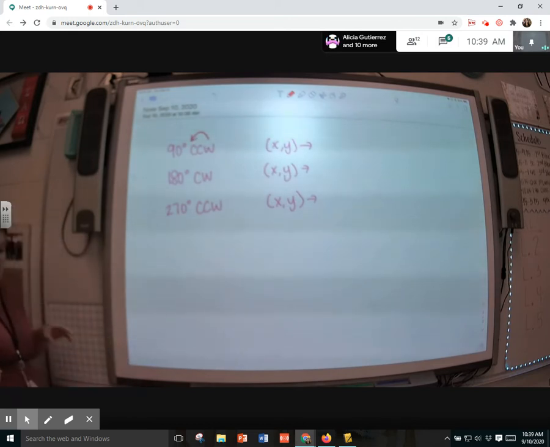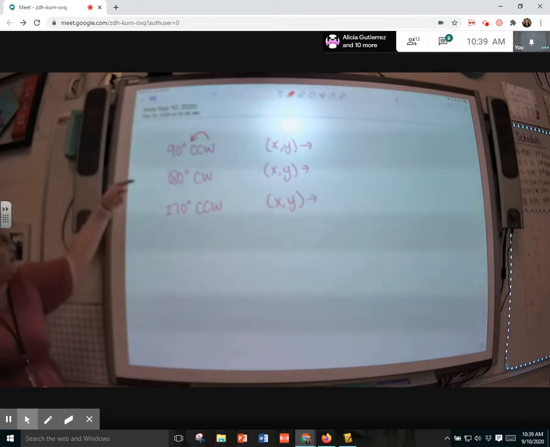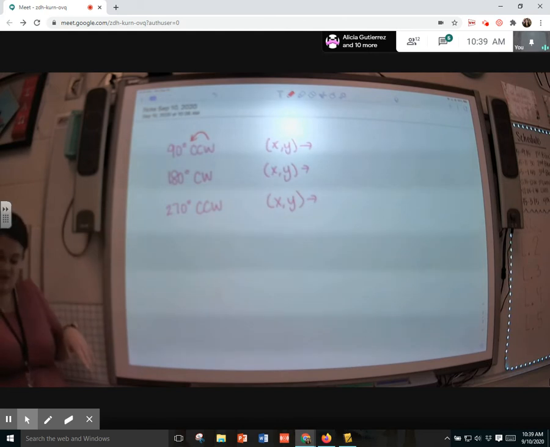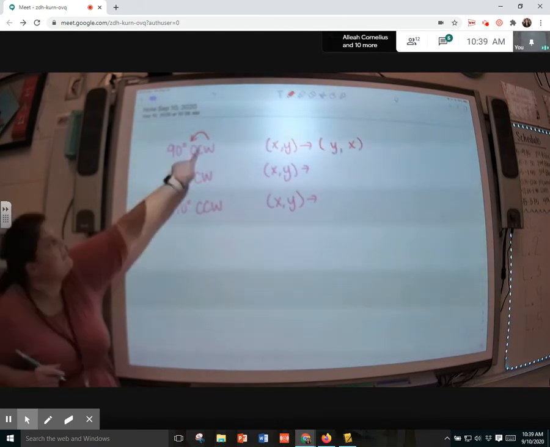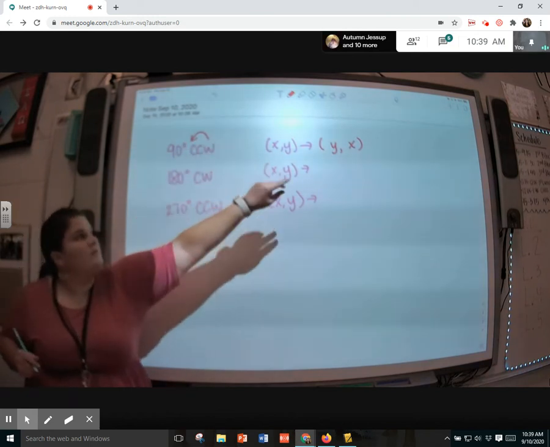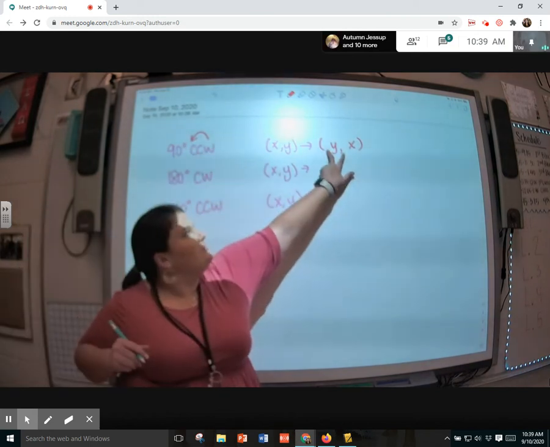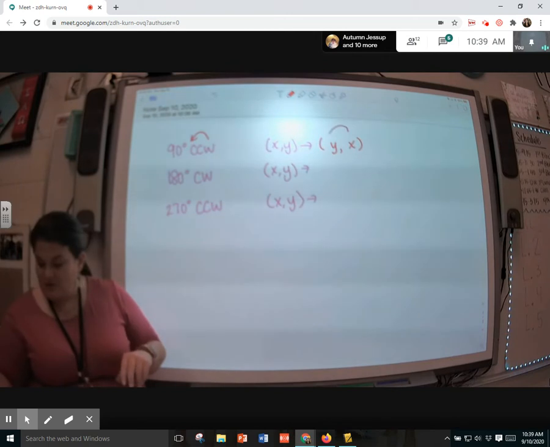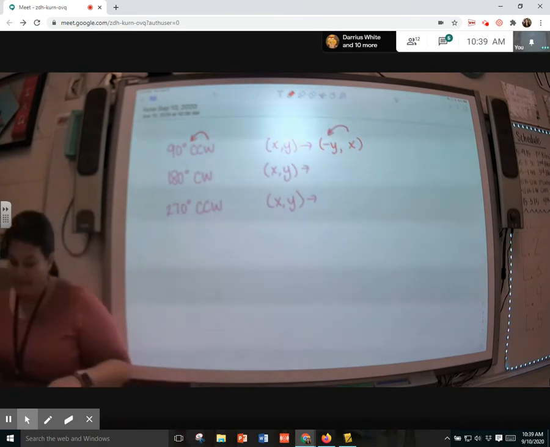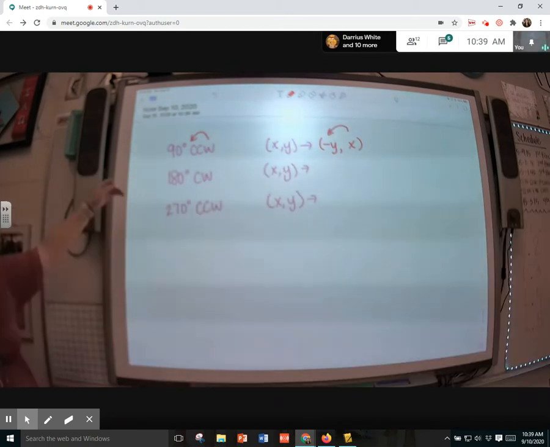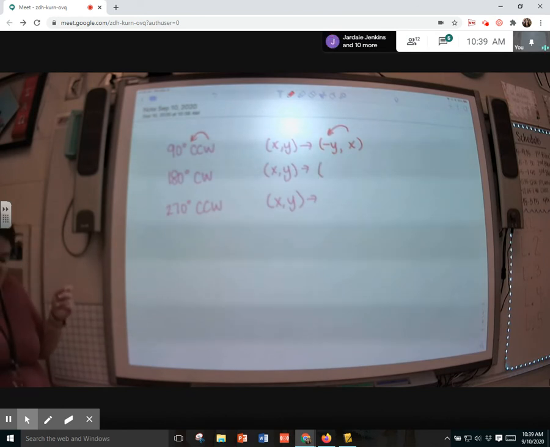So I know with a 90 or a 270 that it's going to switch the place of the Y and the X. Now since this is moving left, which one of those is going to be negative? The Y, because it goes to the left. Now with 180 clockwise, all I have to do is change their signs. So negative X, negative Y.